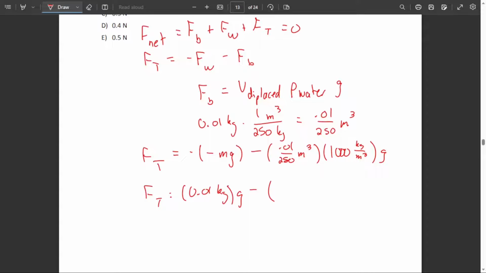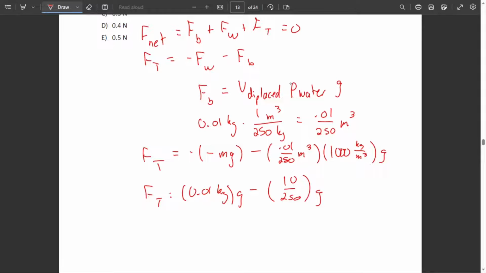We get that much G minus this much G. Alright, 10? Yeah. Alright, and then we just have to calculate what the force tension is.